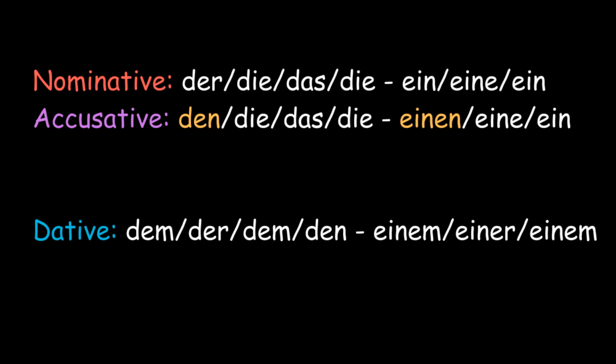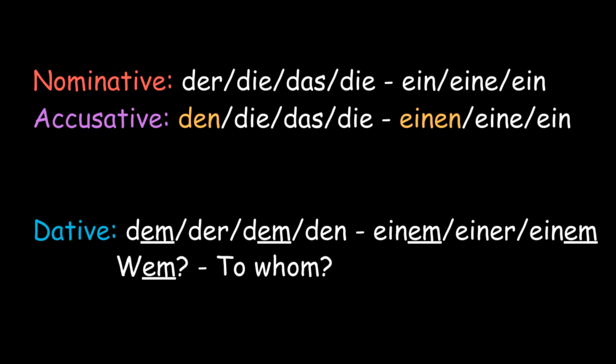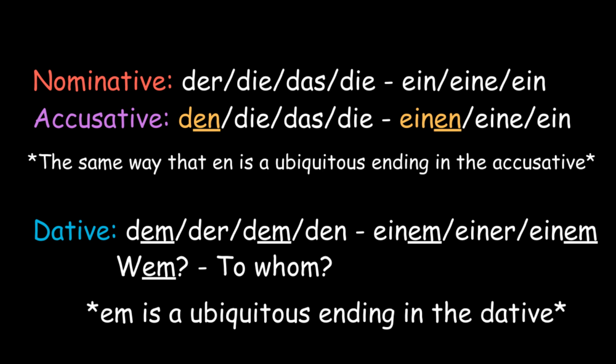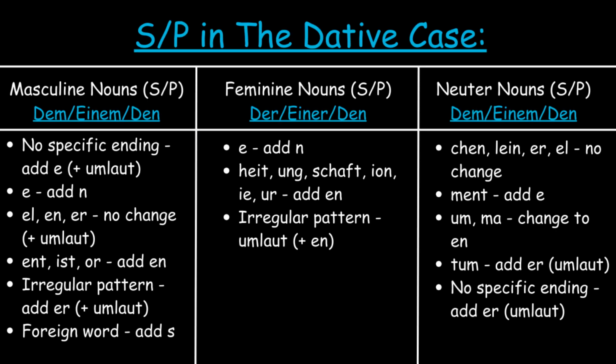A good technique to remember this is to use the indefinite articles more. But even so, look at the endings of the articles. Dem and einem end in m, and the dative question wem ends in m. So m is a ubiquitous ending in the dative. To tell that a sentence is dative, look at the article ending, and other contexts will also tell that it's dative. So, the masculine dative articles are dem, einem.